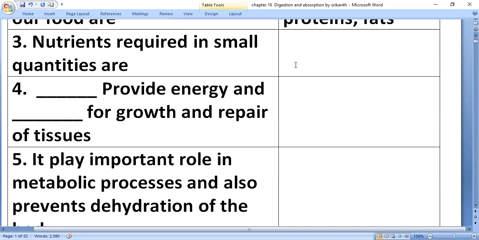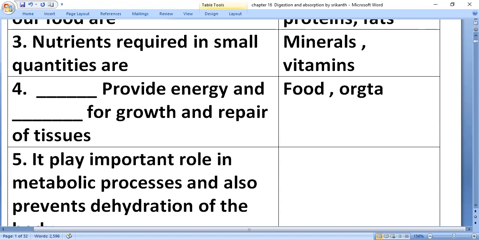Nutrients required in small quantities are minerals and vitamins. Dash provide energy and dash for growth and repair of tissues.